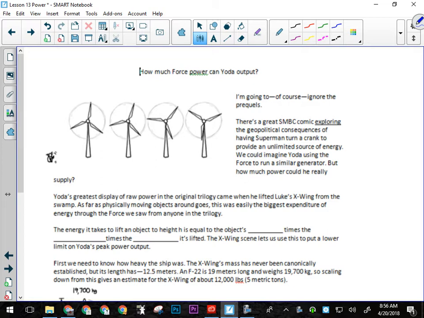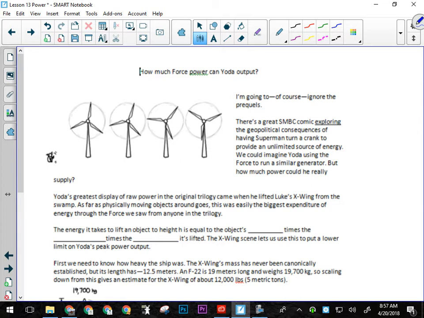Yoda's greatest display of raw power in the original trilogy. Okay, before Star Wars sucked. Yeah. So before that, his greatest display of raw power was that he lifted Luke Skywalker's X-Wing out of the swamp on Dagobah and set it down to prove to him that size matters not. So I'm first going to show you that video clip, and then we're going to calculate how much power Yoda has based on what he did during that display of power.